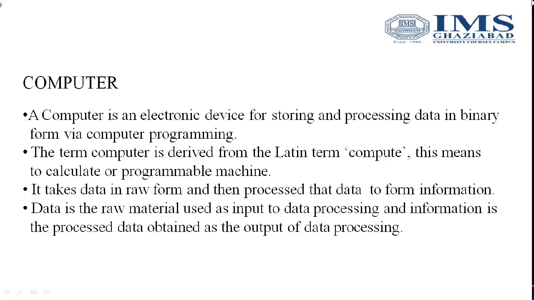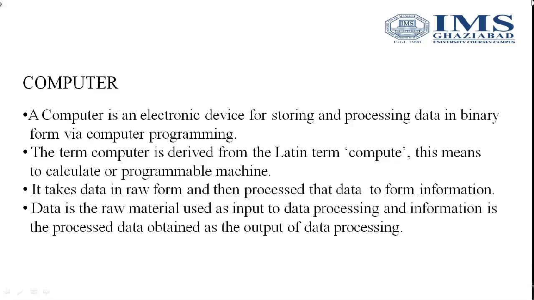Why do we call it binary form? Since a computer is an electronic device, it understands the flow of current. And what is current? Current is on and off. So we represent this on and off by 1 and 0, which means two digits. That's why it is called binary form.